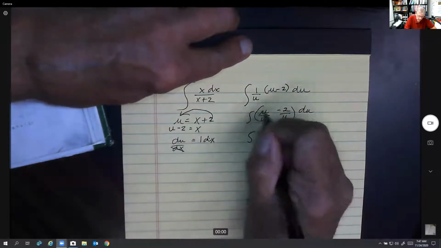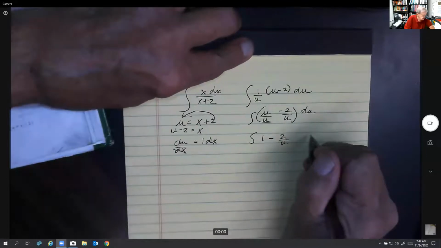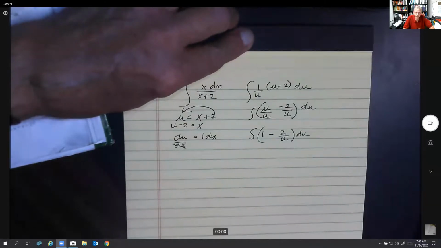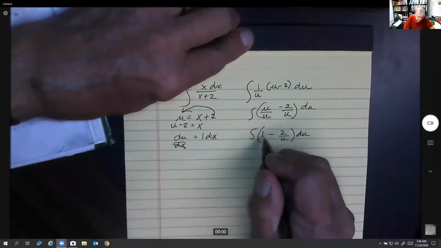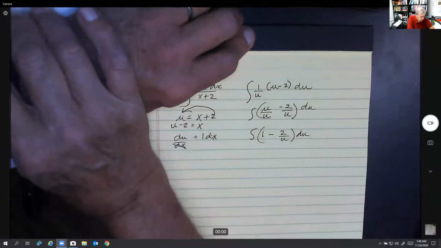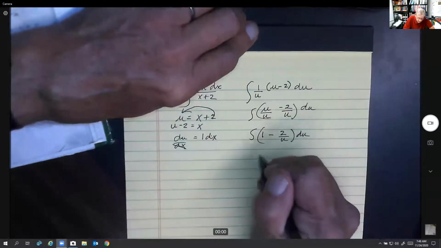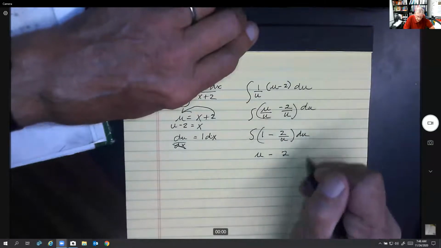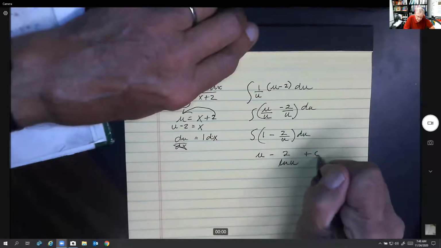And that's going to give me u over u, which is 1 minus 2 over u, du. Okay, so now I'm going to integrate this. The integration of 1, and we're going to do it in terms of u. What would be the integration of 1? That would be just u minus 2 over the natural log of u plus c.